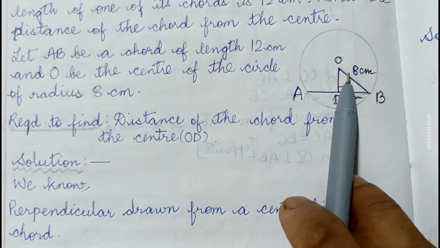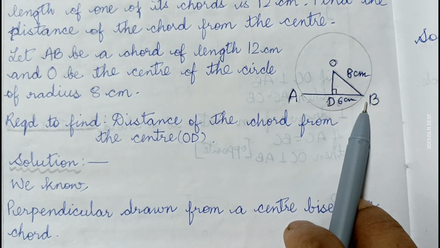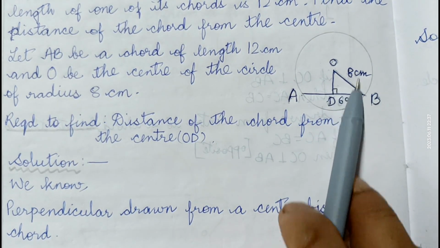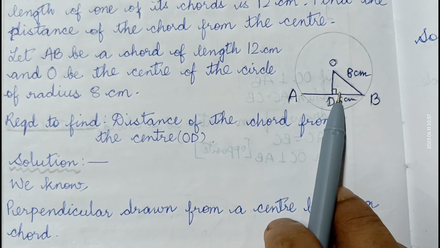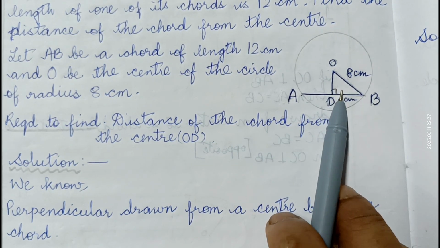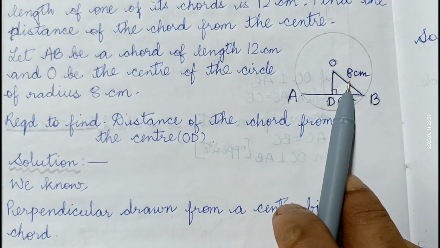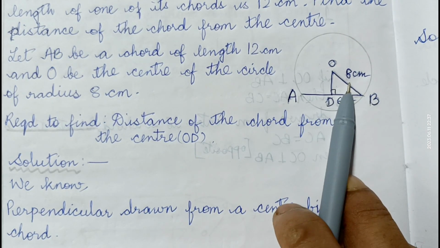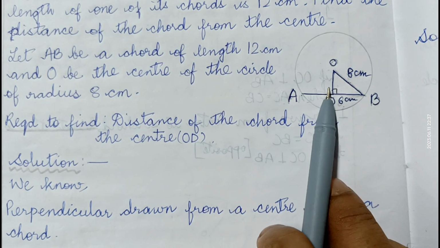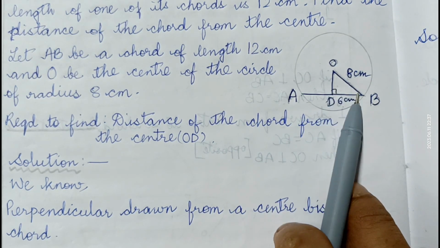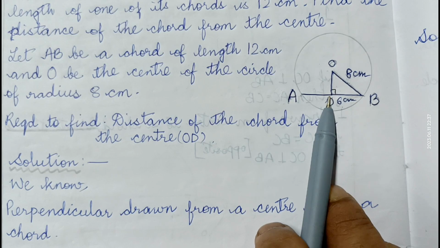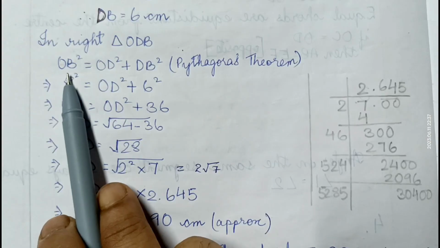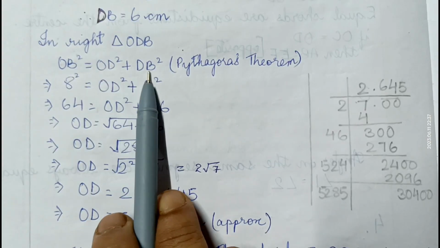Now if you consider this right angle triangle ODB, here the hypotenuse is 8 centimeter, the base is 6 centimeter, and this perpendicular is not known. So here we can use the Pythagoras theorem. We know in a right angle triangle the side opposite to 90 degree is called the hypotenuse. According to the Pythagoras theorem, the square on the hypotenuse is equal to the sum of the squares on the other two sides. So here OB square equals OD square plus DB square.